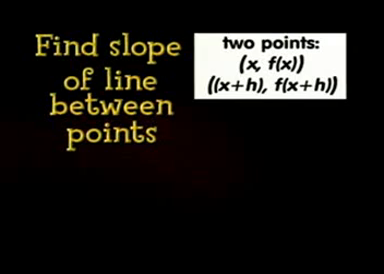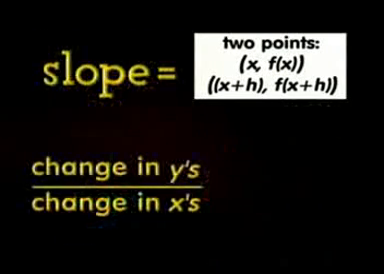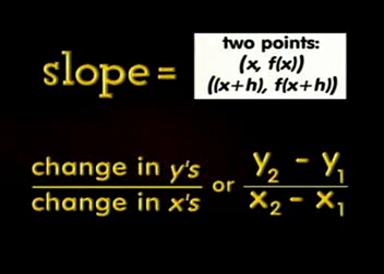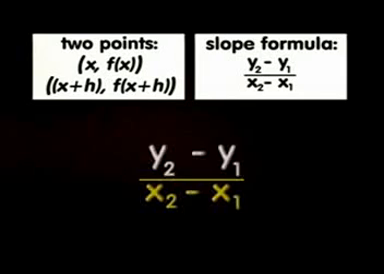Now that we have our 2 points, we can find the slope of the line between them with the slope formula. You remember the slope formula, don't you? The slope is just the change in y's over the change in x's, or, as we see here, y2 minus y1 over x2 minus x1. Now, let's take our 2 points and plug them into this formula. Our y points are f of x plus h and f of x. Our x points are x plus h and x.